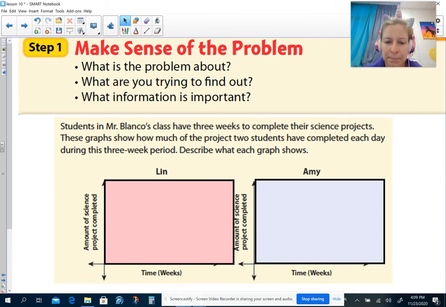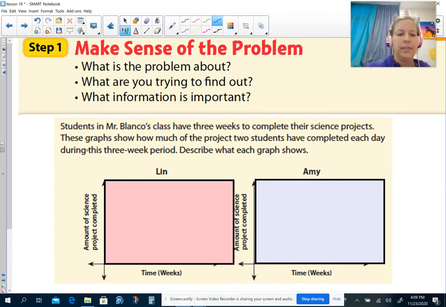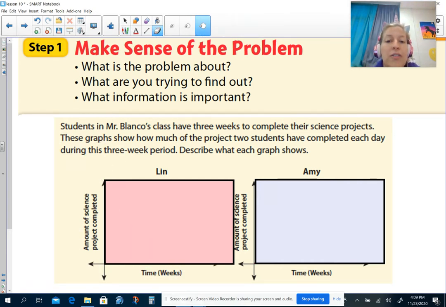Okay, I'm going to read it one more time. Notice my y-axis. What's my y-axis tell me? The amount of science project that is completed. And my x-axis is the amount of weeks. Okay, I'm going to read it a second time, okay? Students in Mr. Blanco's class have 3 weeks to complete their science projects. These graphs show how much of the project 2 students have completed each day during this 3-week period. Describe what each graph shows. Pause my video to write anything important, what it's asking, what I'm trying to find out. Go.